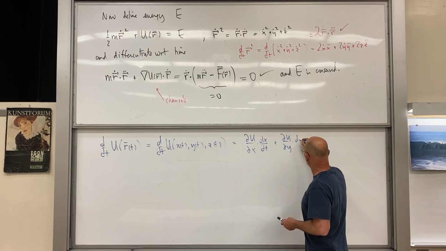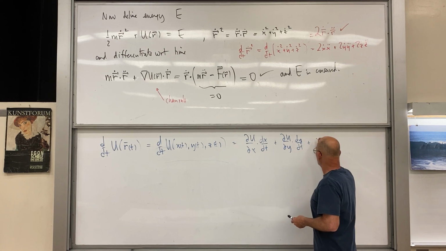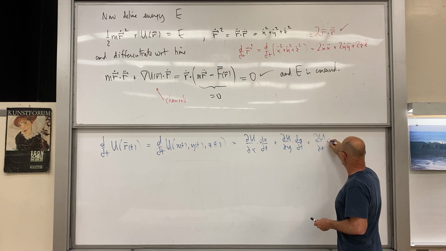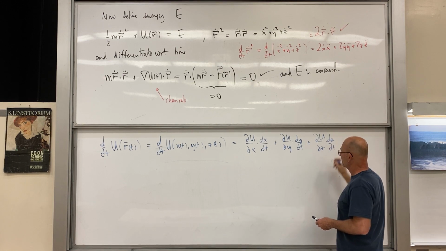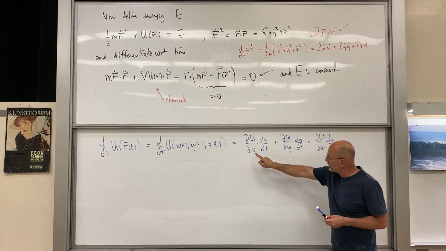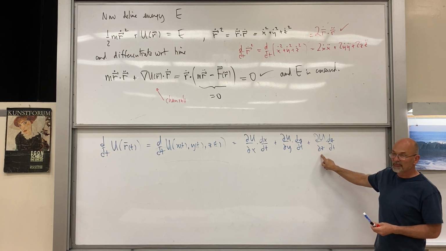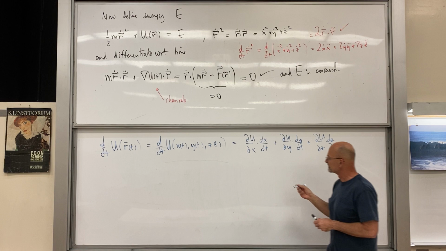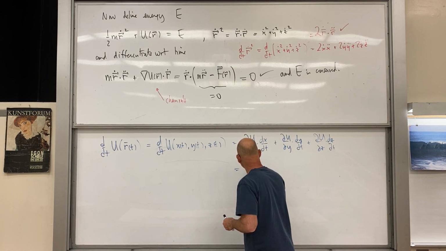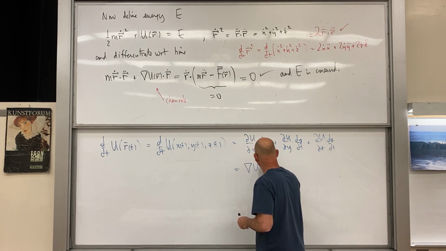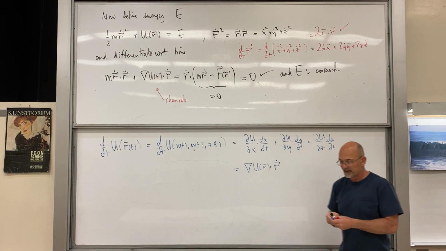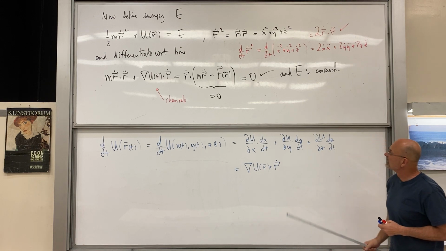That's a u, that's a y, and then du, dz, dt. And then you recognize those are the three components of the gradient, and they've been dotted into the three components of velocity. So that is gradient of u of r dotted into the velocity. Okay.